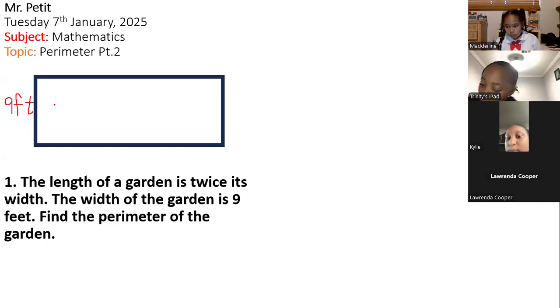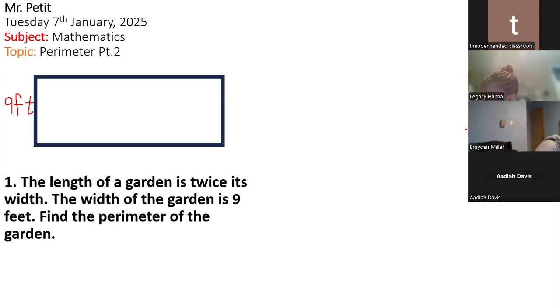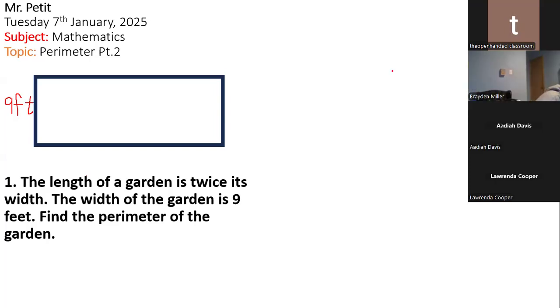So you were inside your exam, and you see this question, and I'm going to let Lorenda read this question for me, please. Question number 1. Read it for me, Lorenda. Number 1, the length of a garden is twice its width. The width of the garden is 9 feet. Find the perimeter of the garden.